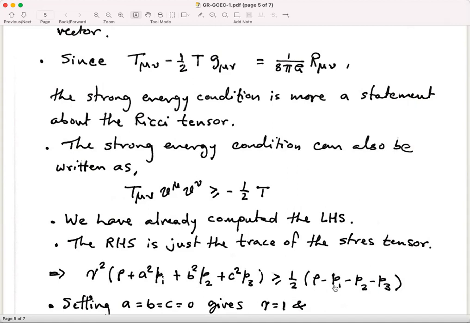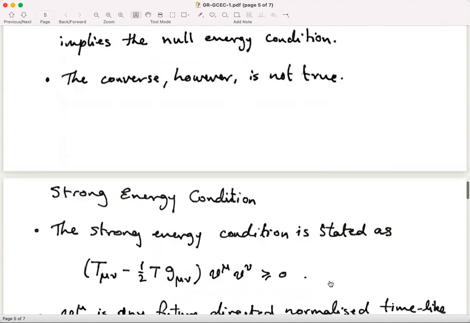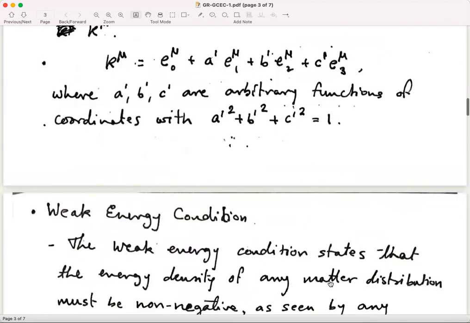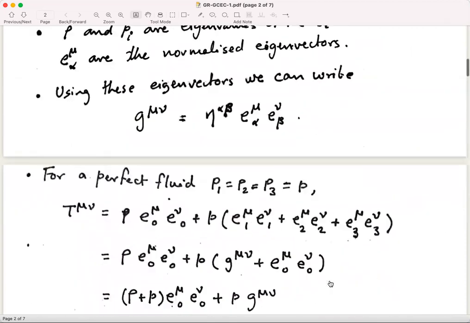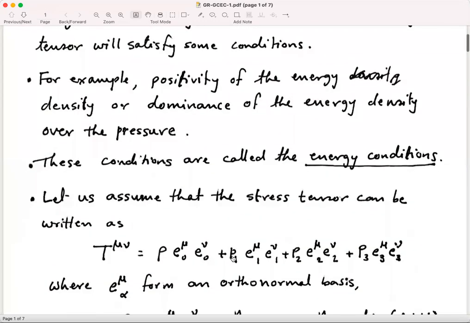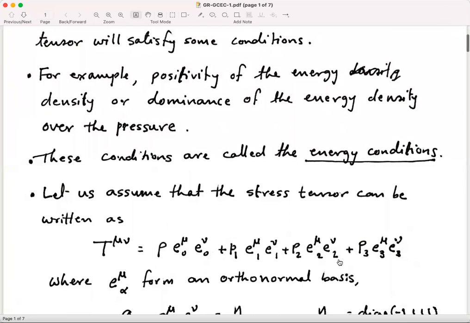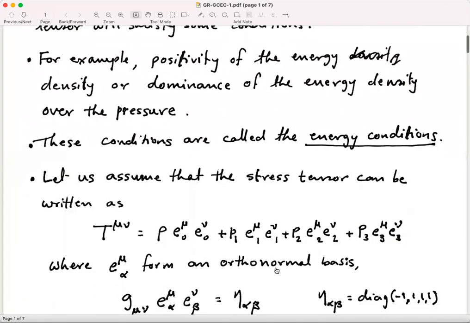Now, how do we know this? Well, we know this because we have made the initial ansatz that the energy momentum tensor can be written in this particular form. Rho, P1, P2, P3 are the eigenvalues of T mu nu, and should I take a trace, then it's just the sum of these eigenvalues. Only difference between the ordinary matrix versus T mu nu is that when you take the sum of the eigenvalues, you have to keep a sign out here.